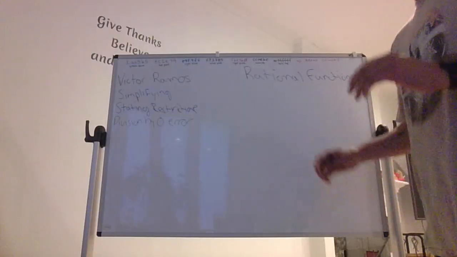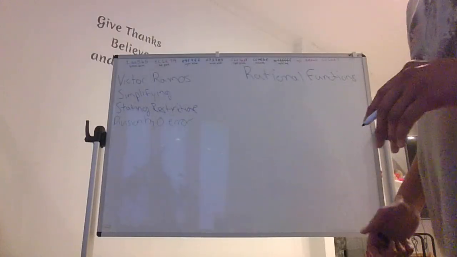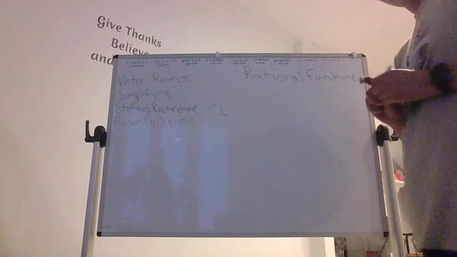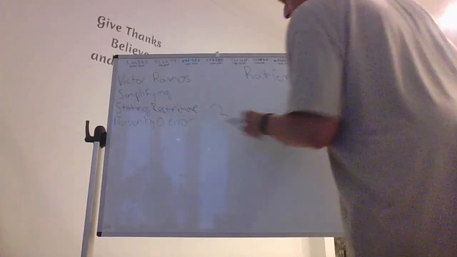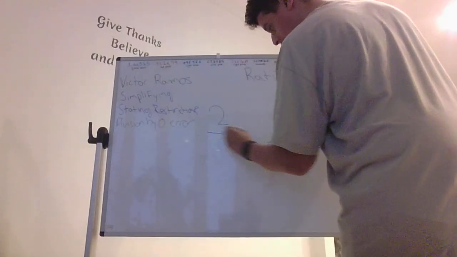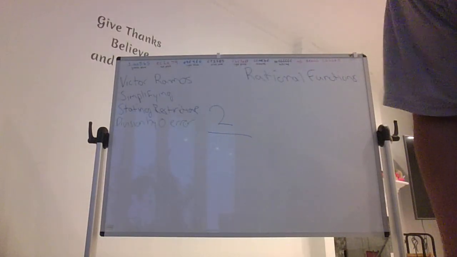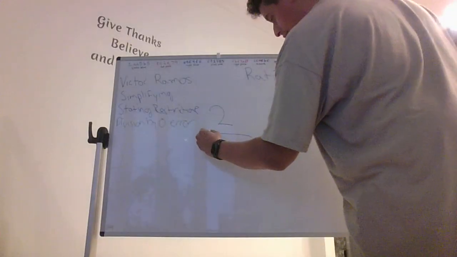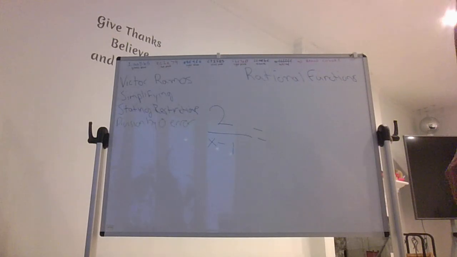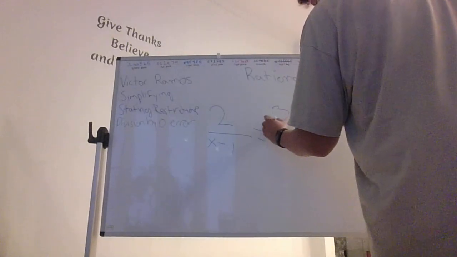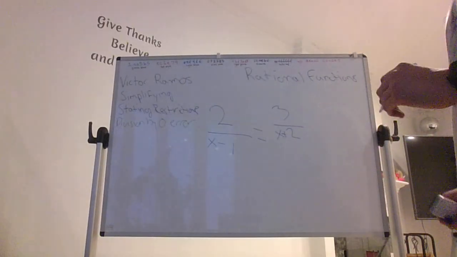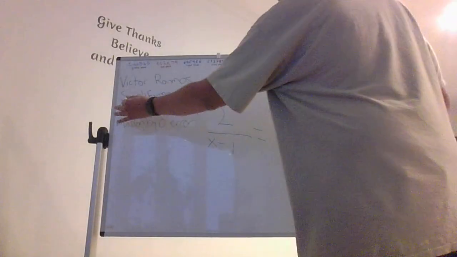would be to start off, let's do something simple, something not too complicated, that doesn't involve any exponents, something like 2 over x minus 1 equals 3 over x plus 2.